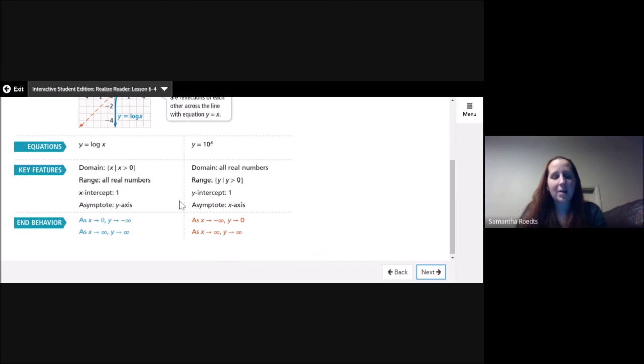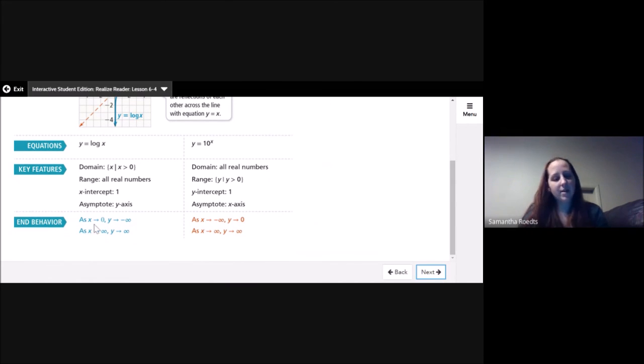And it's basically the opposite for exponential functions. In exponential functions, the domain is all real numbers. So you notice the range and domain flipped. My range is my y values that are greater than 0. So again, my domain and range flipped from logarithmic to exponential. I have a y-intercept instead of an x-intercept. My y-intercept is 1. And my asymptote also switched from the y-axis to the x-axis for exponential.